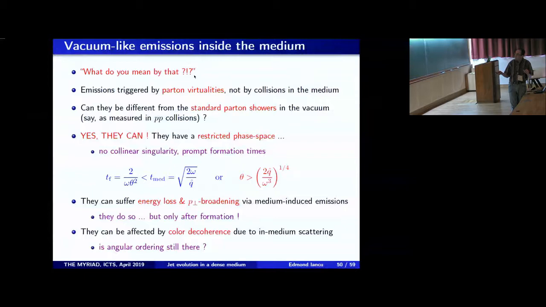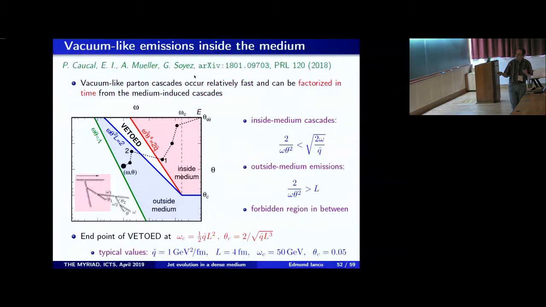It is this line here, you see, omega cubed theta 4 equal to 2 cubed half. So emissions which are vacuum-like, which occur inside the medium, can be anywhere on the right of this line, because on the right of this line they obey this condition. But vacuum-like emission can also occur outside the medium. In that case, they're not constrained any longer, but they have to have formation time bigger than L. So I can have a vacuum-like formation here or there, anywhere down to the hybridization line.